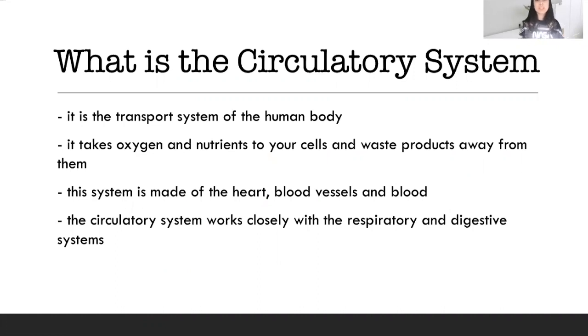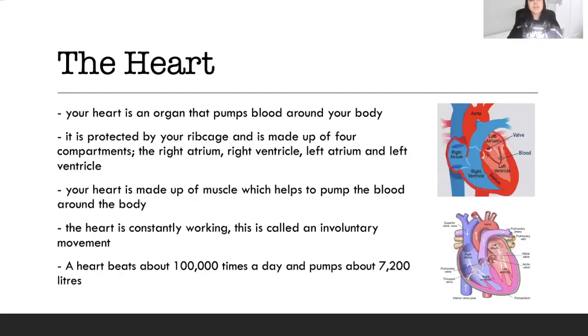The circulatory system closely works with the respiratory system, which provides your body with oxygen, and the digestive system, which provides it with nutrients. And now we'll look at the different parts of the circulatory system in a little bit more detail. Firstly, we have the heart. Your heart is an organ that pumps blood around your body.